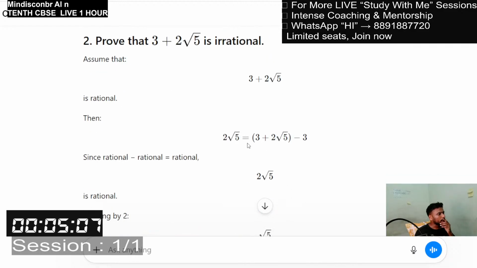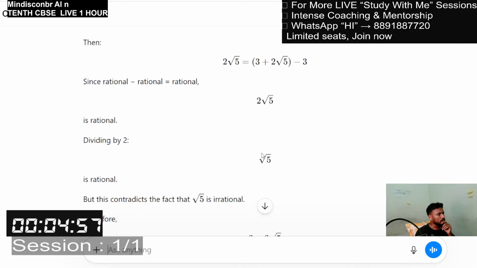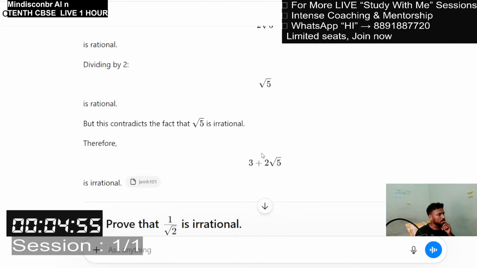Here also we have 3 plus 2 root 5. 2 root 5 is equal to 3 plus 2 root 5 minus 3. Rational.